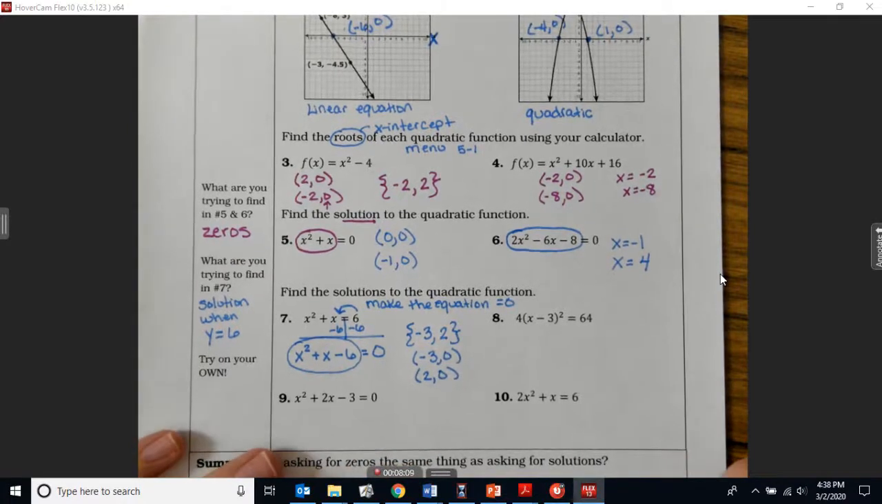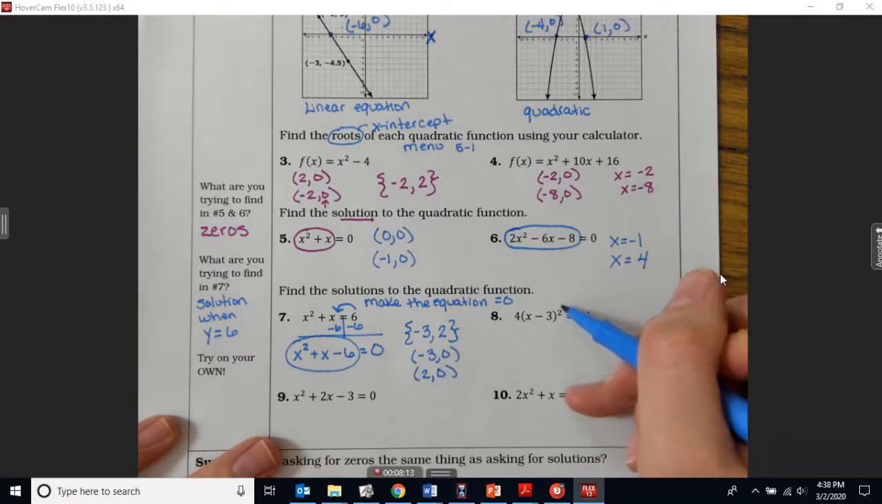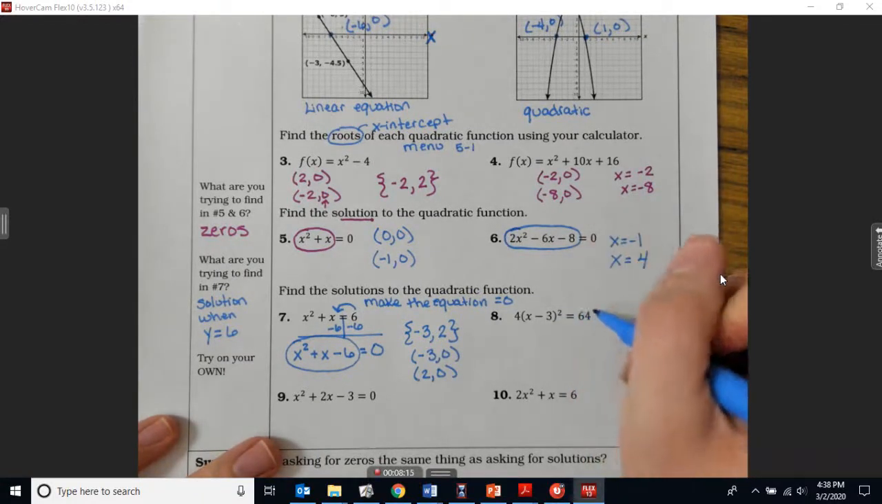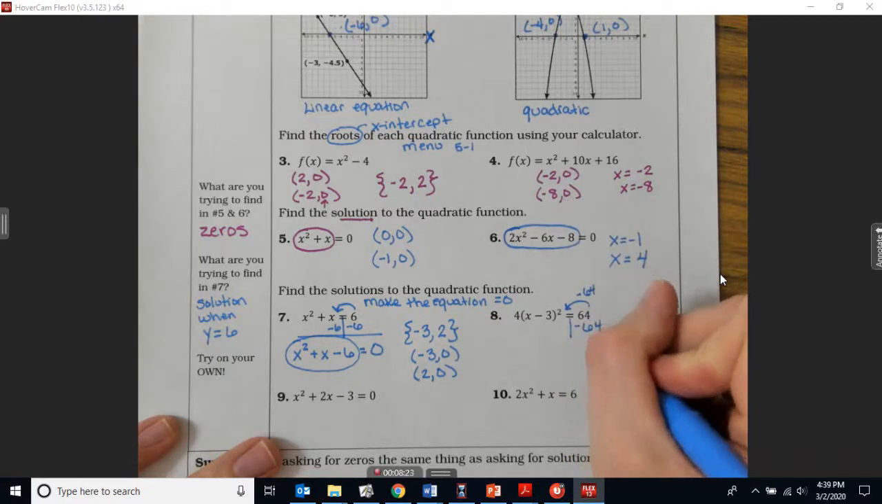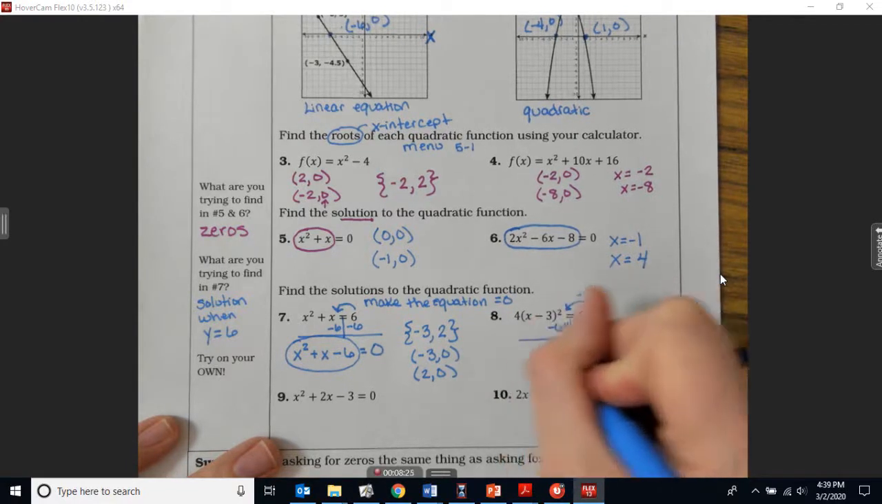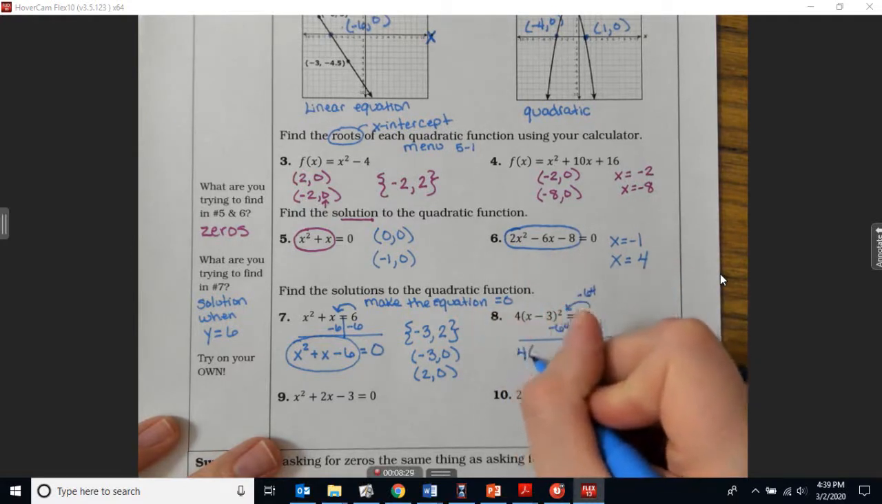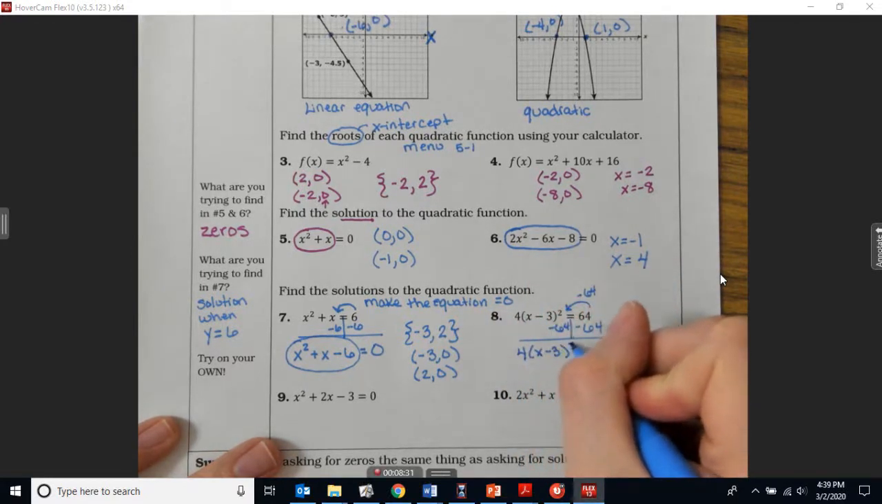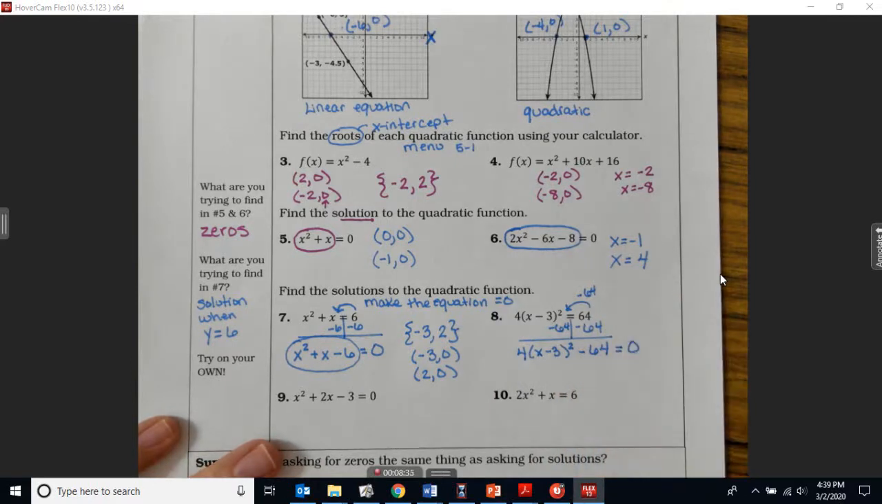All right, number 8, same thing. If it does not equal 0, you have to move it over to make it equal 0. And if I have a positive 64, I would move it over by subtracting 64. So -64 on both sides. And I'm not even going to figure out what it subtracts to. I'm just going to rewrite the equation and then put -64 at the end. So now it equals 0.